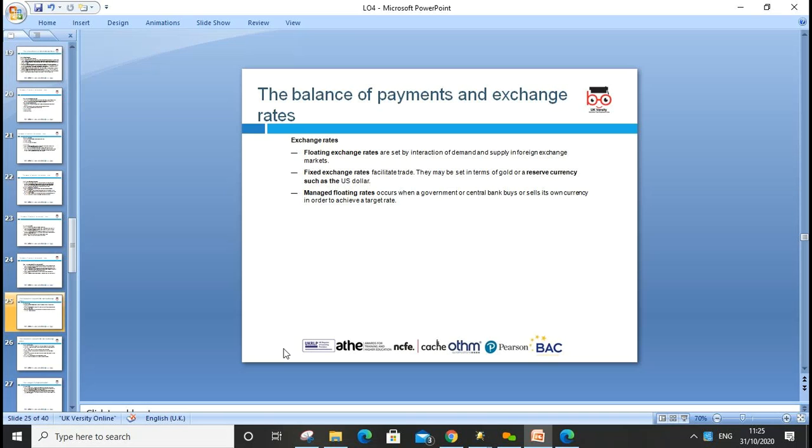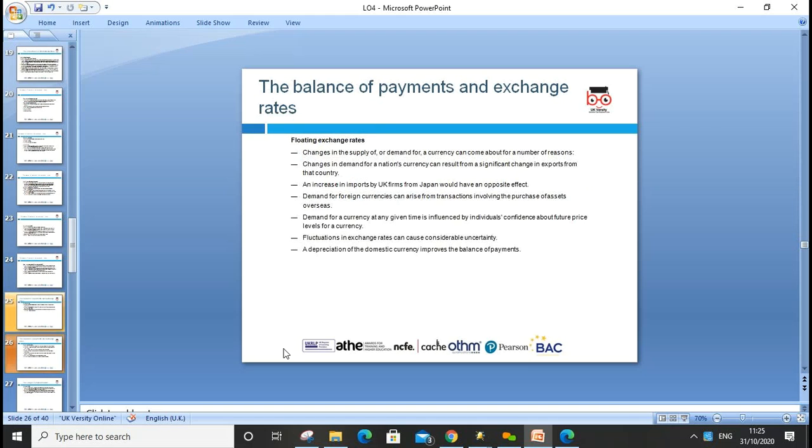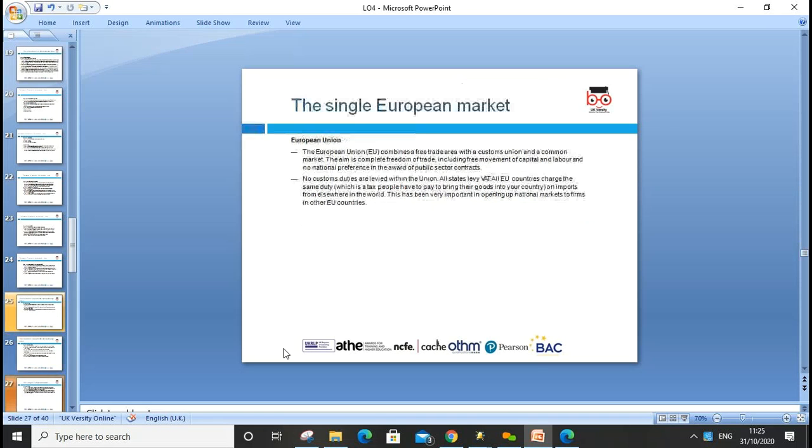Fixed rates occur when the government or the central bank buys and sells its own currency to achieve certain targets and rates. Okay. A floating exchange rate changes with supply and demand, like in the previous slide, so we need to look at demand, supply and the fluctuations. That's crucial in international trade.